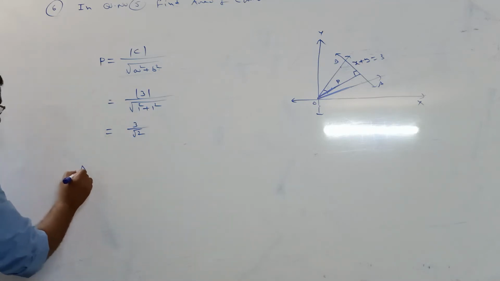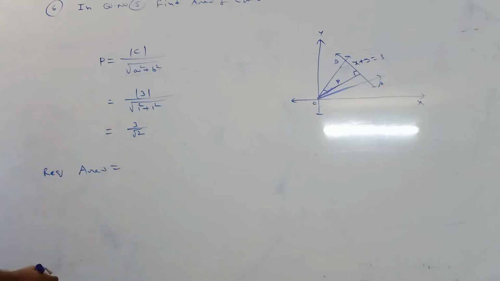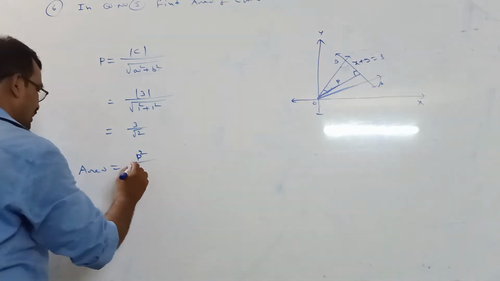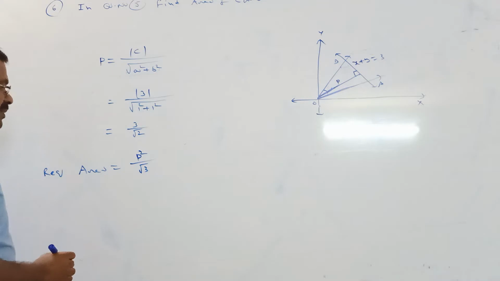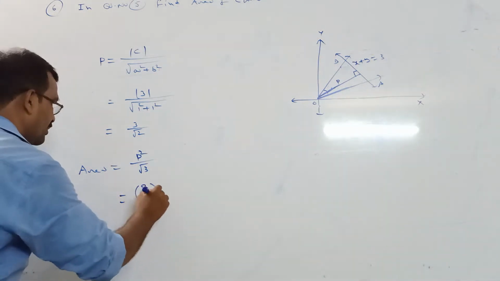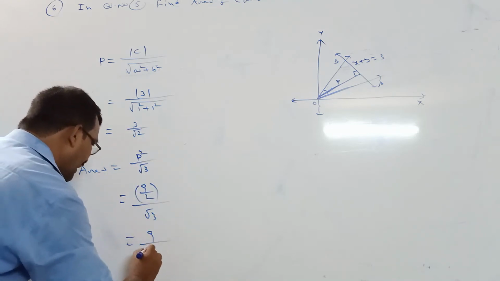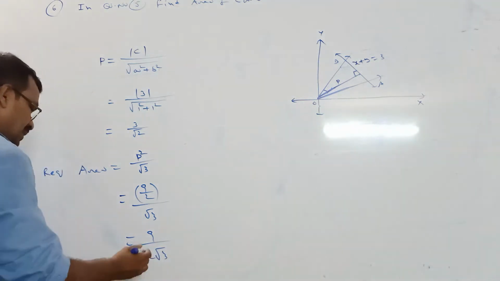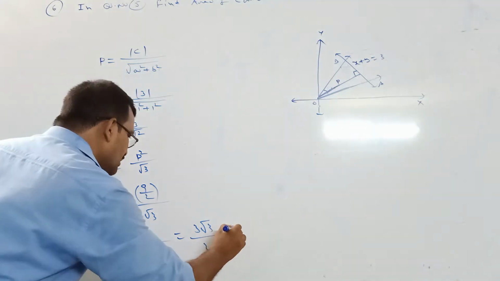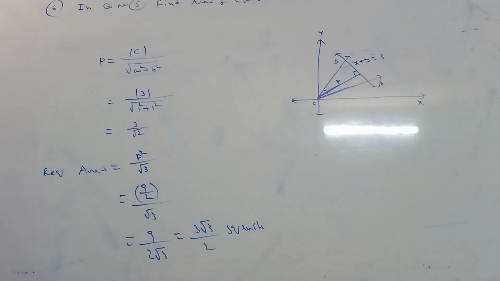When you know the height, the required area is p square by root 3. That is the formula. So p square, that is 9 by 2, (3 by root 2) whole square, divided by root 3, obviously 9 by 2 root 3. So root 3 cancels here. 3 root 3 by 2 square units is the area of the equilateral triangle.